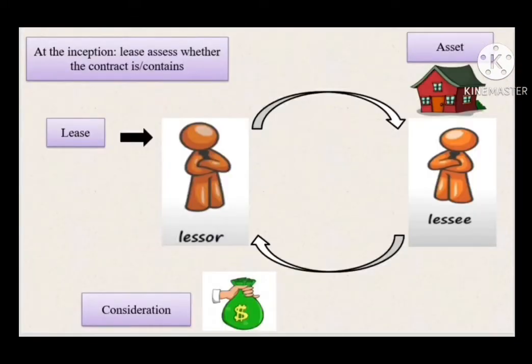And now let's look at the process of lease. As I mentioned earlier, a lease is a process where the lessor of a particular asset enters into an agreement, the lease, with the lessee for the latter to use the asset for a specified period of time. It carries the right to control the use of an identified asset for a specified period of time in exchange for consideration.